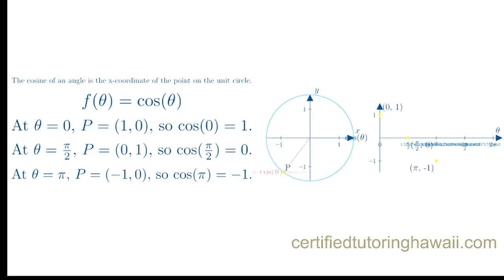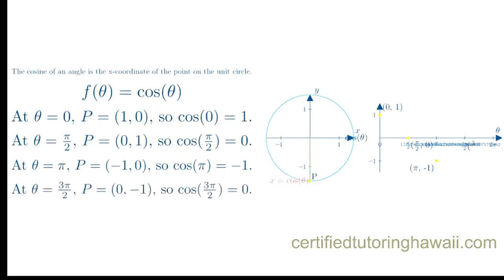In the third quadrant, the x-coordinate starts to increase from -1 towards 0. At 3 pi over 2, the point is at 0, -1, and the x-coordinate is back to 0. So cosine of 3 pi over 2 is 0. We plot 3 pi over 2, 0. Finally, we return to our starting point at 2 pi.